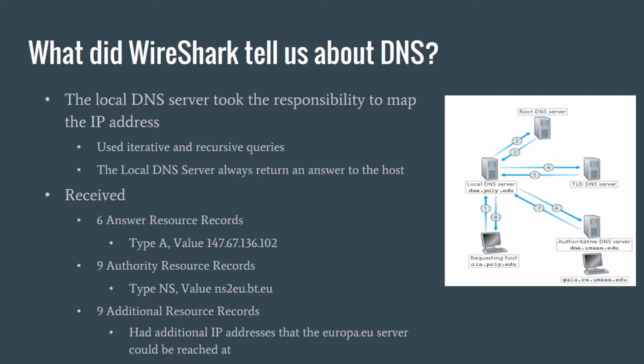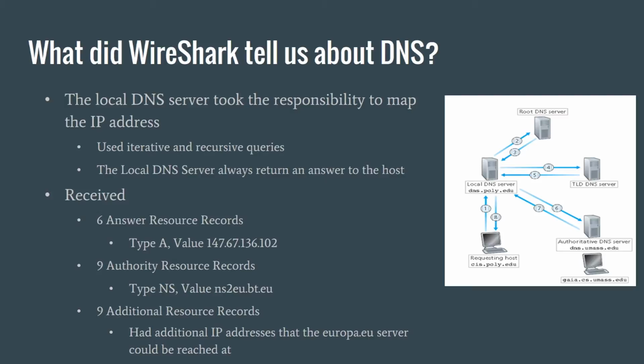So what did Wireshark tell us about DNS? Well, the first thing it told me was that the local DNS server here on campus took the responsibility to map the IP address to the file. And what this means is that it has both the properties of iterative and recursive queries.